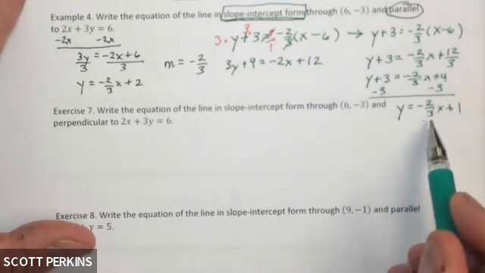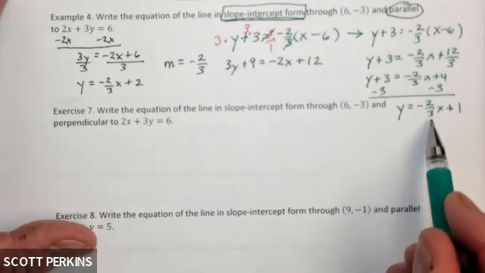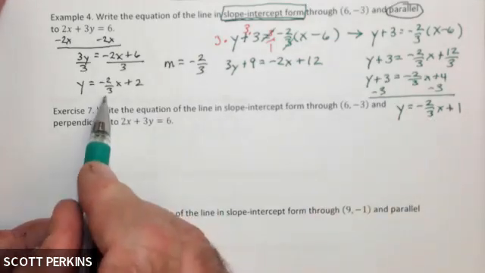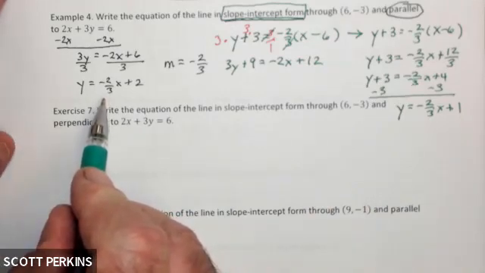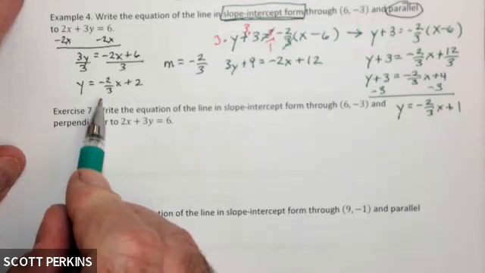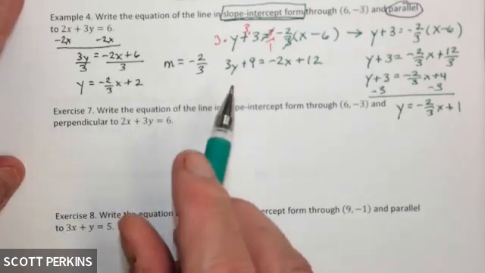So notice, my final equation of the line has a slope of negative 2/3. The line that I was given has a slope of negative 2/3. They're parallel. And that's exactly what I wanted. So I'm going to leave that right there.